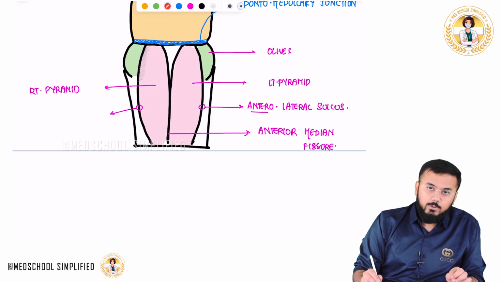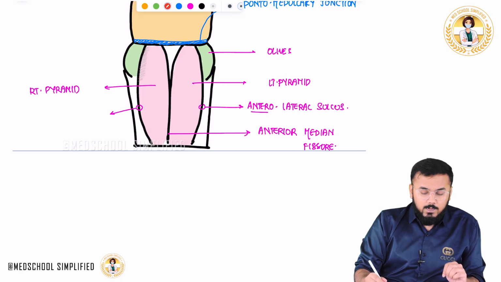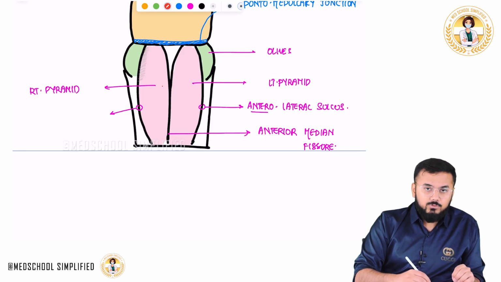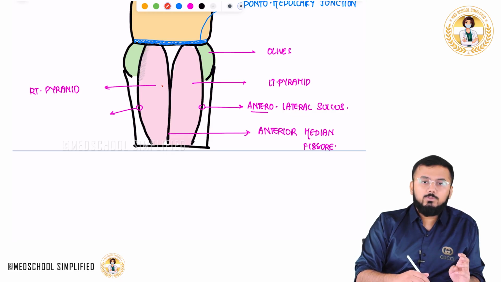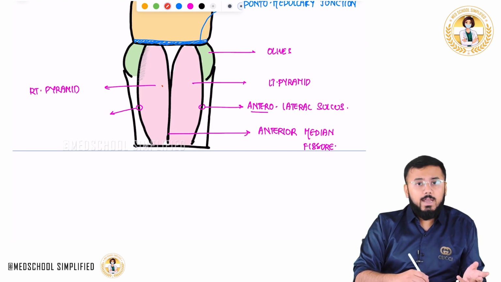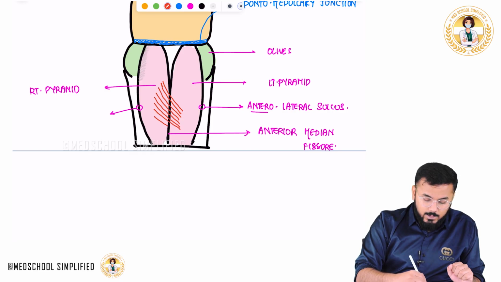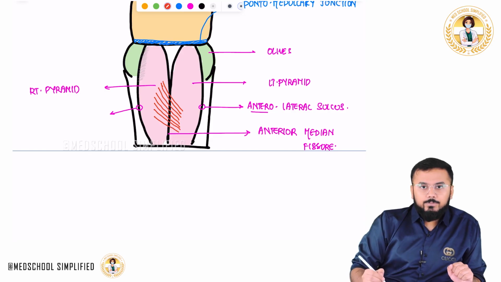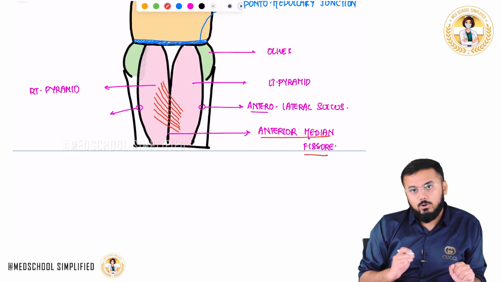Second important thing is that there are nerve fibers over here. For example, let us say there are some nerve fibers from the right pyramid. From the right side, there are some bundle of tracts, bundle of nerve fibers, bundle of axons. They are running from the right pyramid to the left pyramid, like this. Crossing what? Crossing your anterior median fissure, they are running onto the left side.